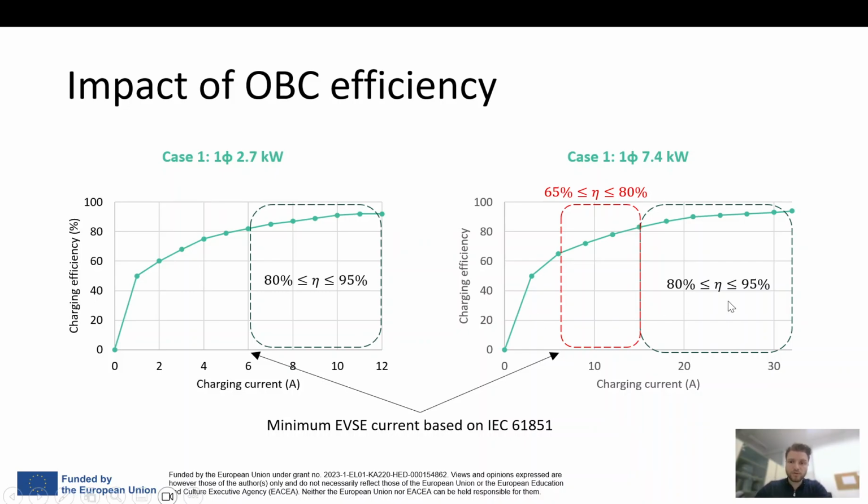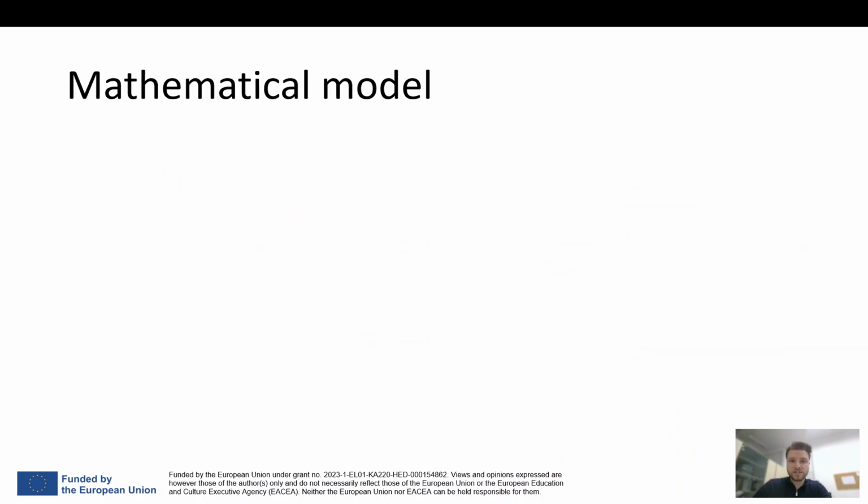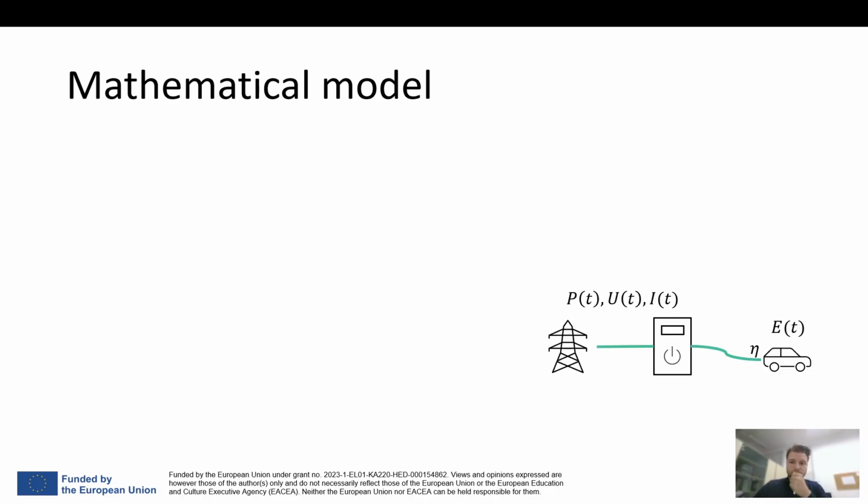But if we reduce the charging current in order to meet some outside need, let's say in order to avoid overloading the distribution system, we need to be considerate of these additional losses that we introduce through the process. So the main takeaway here is that modulating the current with which the electric vehicle charges increases the energy losses. So with all of this in mind, let's move to the simple model of the electric vehicle.